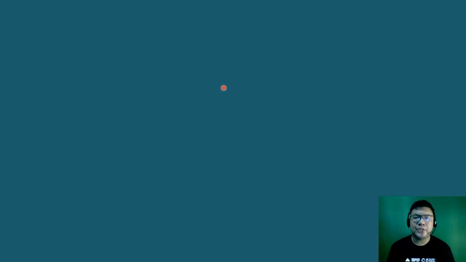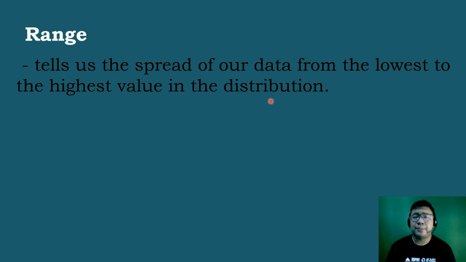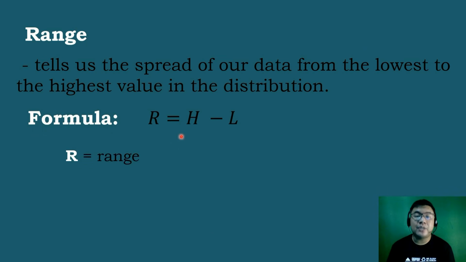Let's have the first measure of variability, which is the range. Range tells us the spread of our data from the lowest to the highest value in the distribution. Also, it's the easiest measure of variability to calculate. To find the value of the range, we will simply subtract the lowest value from the highest value in the dataset. So our formula will be simply R = H - L, wherein R is the value of the range, H is the highest value, and L is the lowest value.